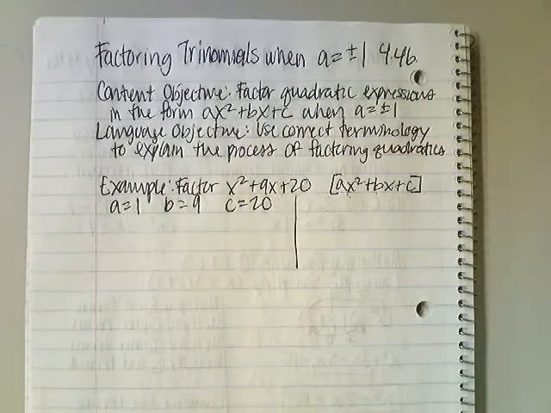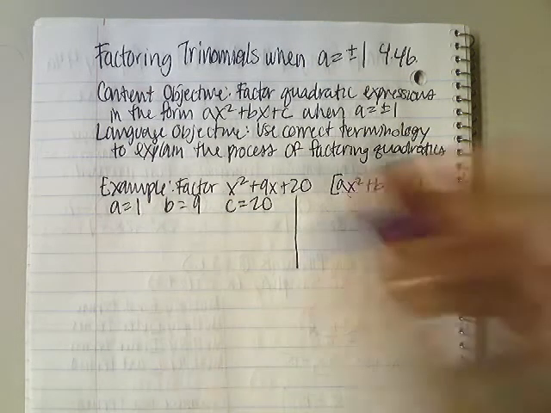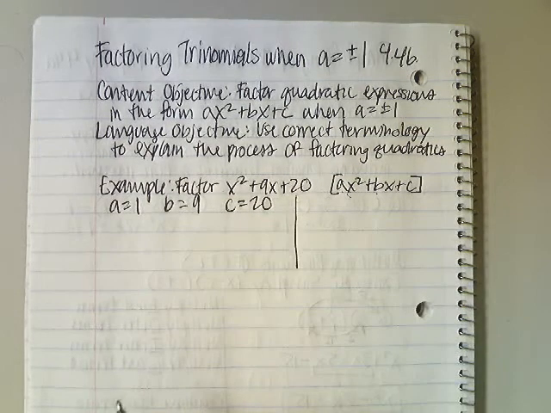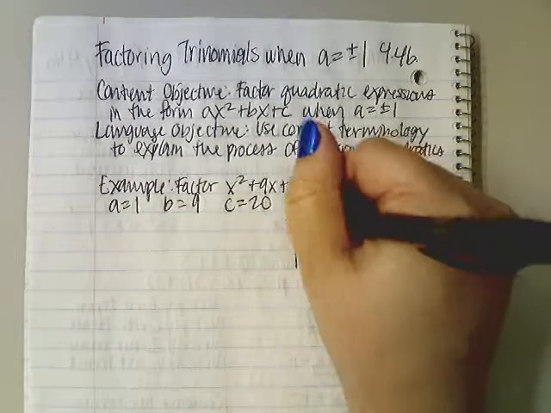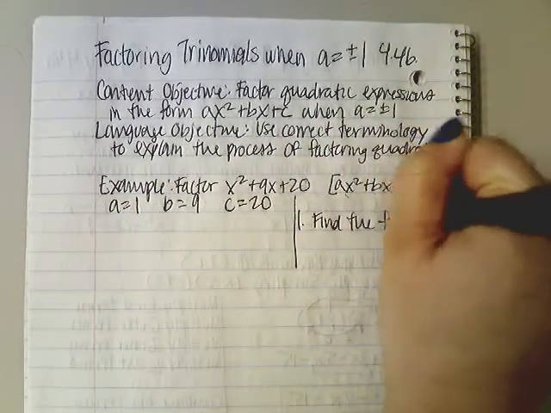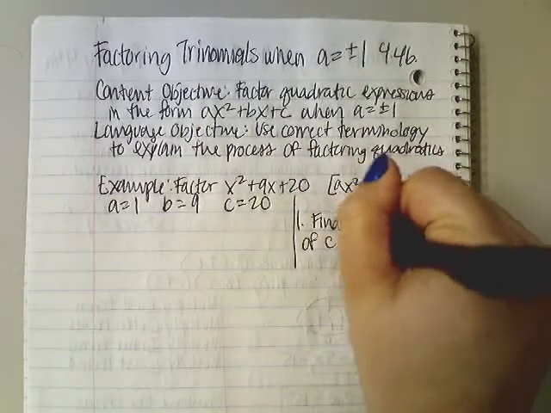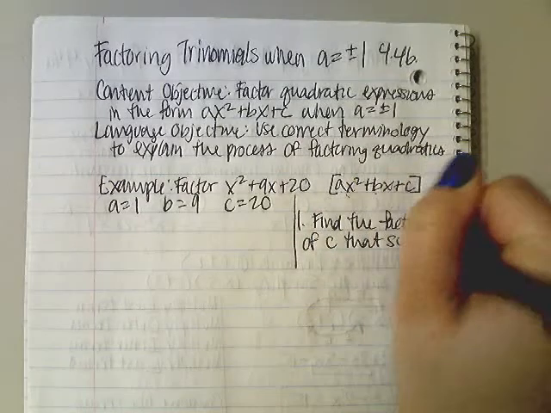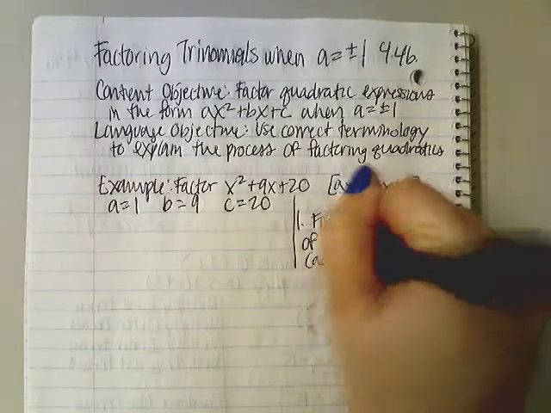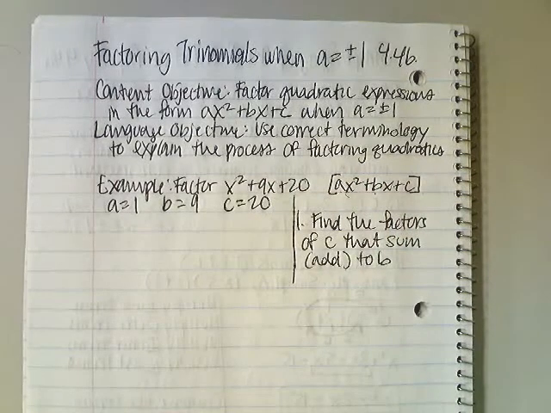So these will come up repeatedly throughout our quadratics units, so make sure that a, b, and c make sense, which coefficient we're talking about. All right, so our step 1 is going to be to find the factors of c that sum or add to b. So I'm finding the factors of c that add to b.